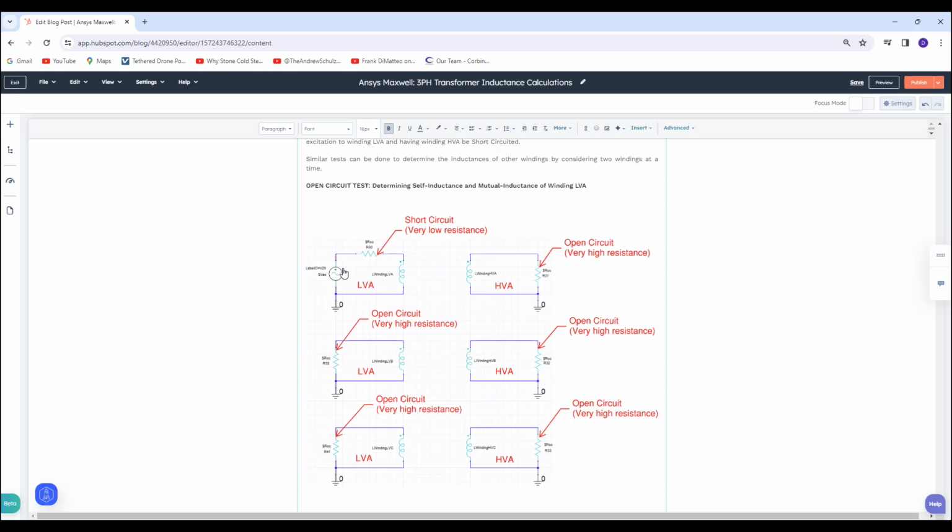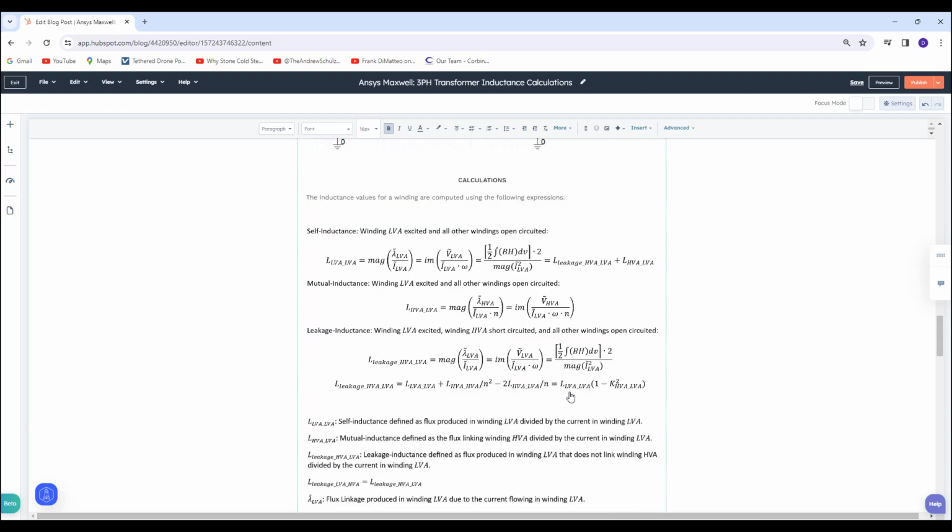So this self-inductance is the total flux produced by this winding divided by the current flowing in this winding. And some of that flux links with the high voltage phase A winding. That mutual inductance is the total flux linking the high voltage winding divided by the operating current in the excited winding. Again, for review, the leakage inductance is how much flux produced by the low voltage phase A winding strays, does not link the high voltage phase A winding, divided by the operating current in the excited winding, low voltage phase A. Now, let me take you to some expressions.